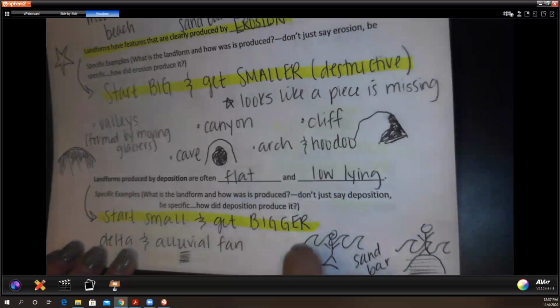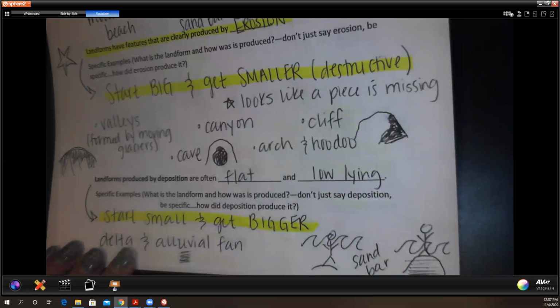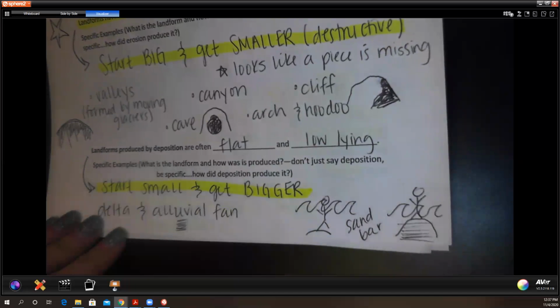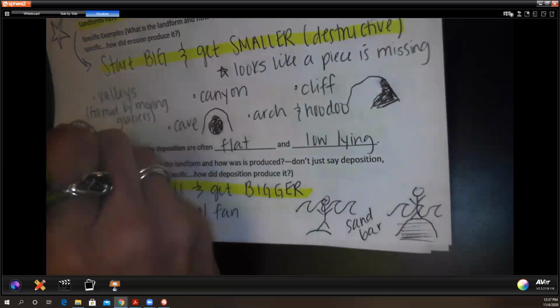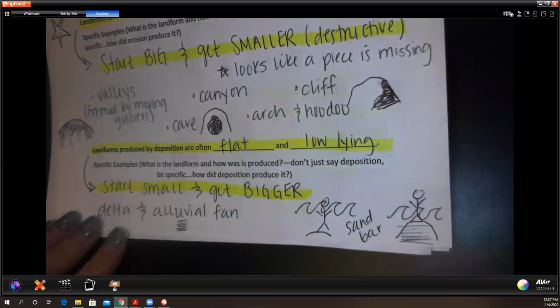Arches and hoodoos like we saw in the Bill Nye. Valleys that are carved by glaciers. Like I said, it reminds me of when I take a scoop out of my ice cream. And then landforms formed by deposition are often flat and low-lying because it takes time to build them up. They start very, very small.